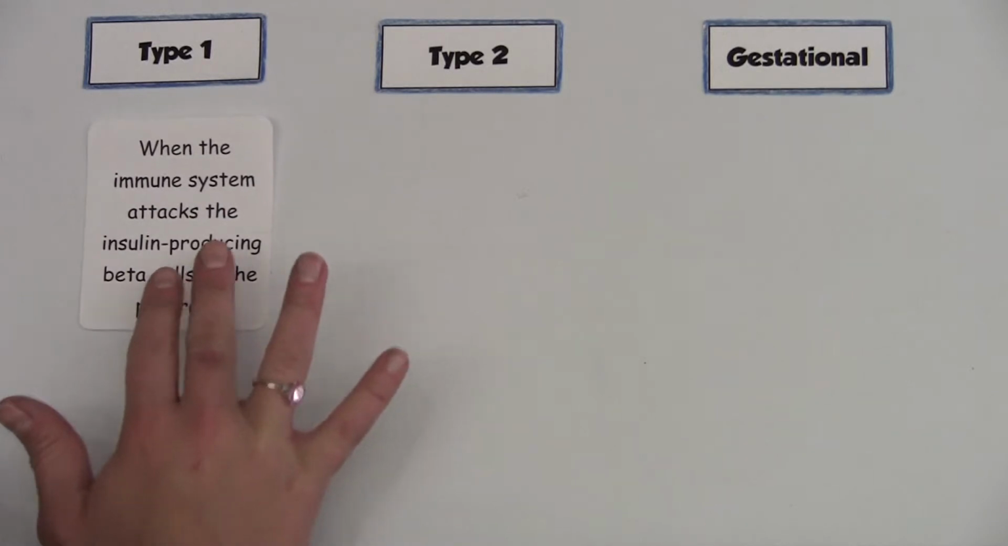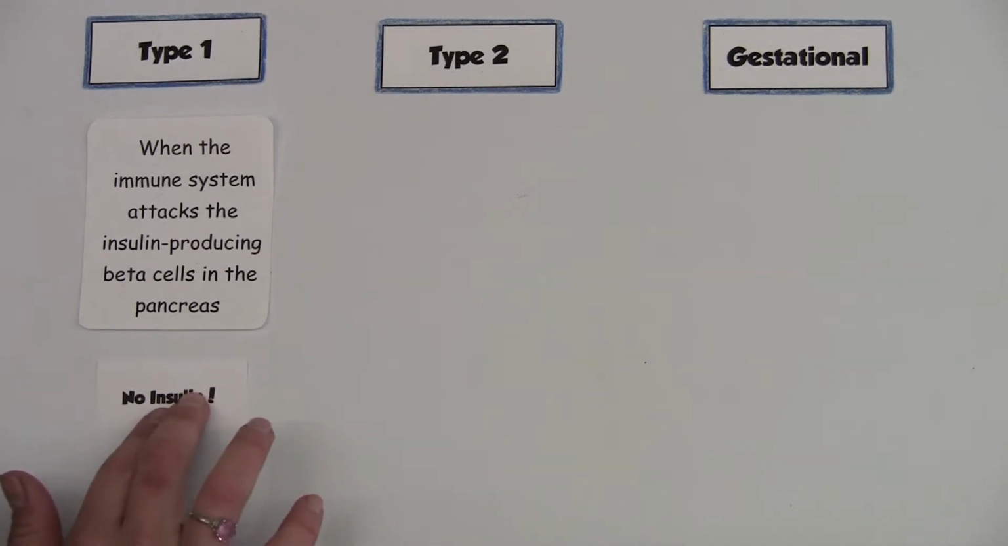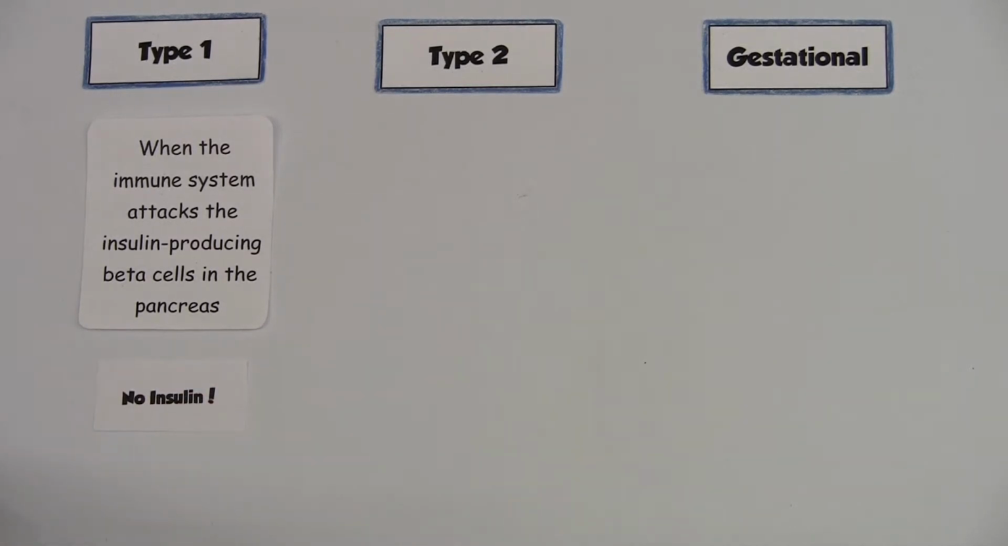There are 3 types of diabetes: type 1 diabetes, type 2 diabetes, and gestational diabetes. Type 1 diabetes occurs when a person's immune system attacks the insulin-producing beta cells in the pancreas. Therefore, people with type 1 diabetes are no longer able to make insulin. We will talk more about what insulin is later.